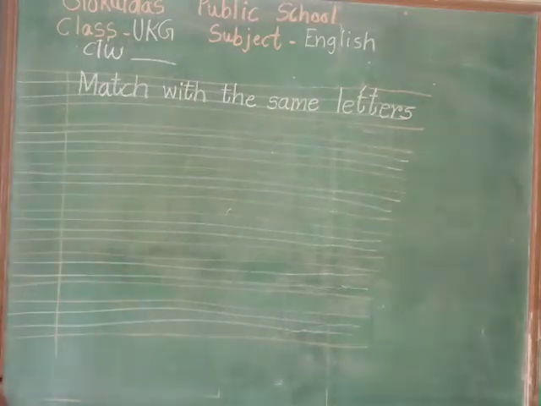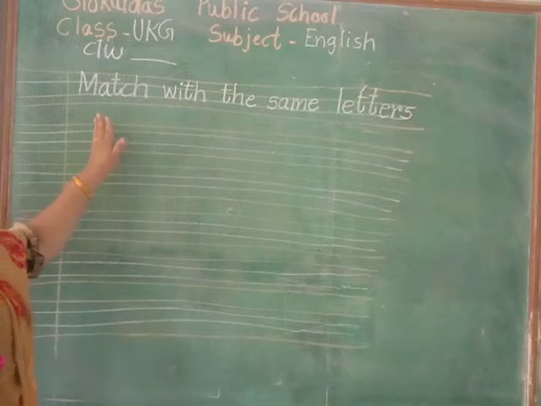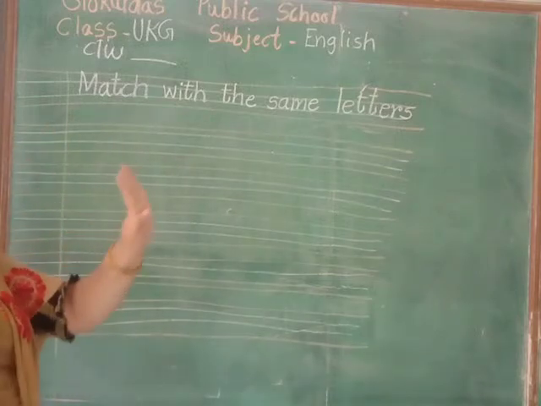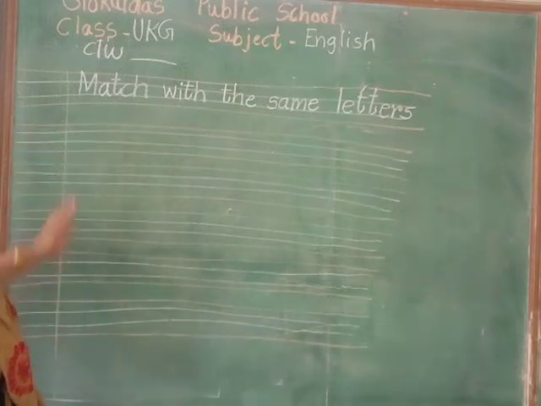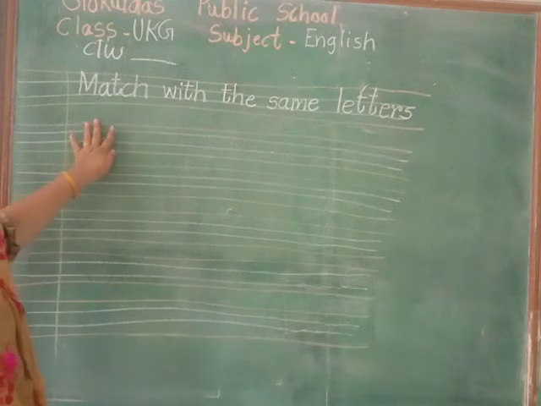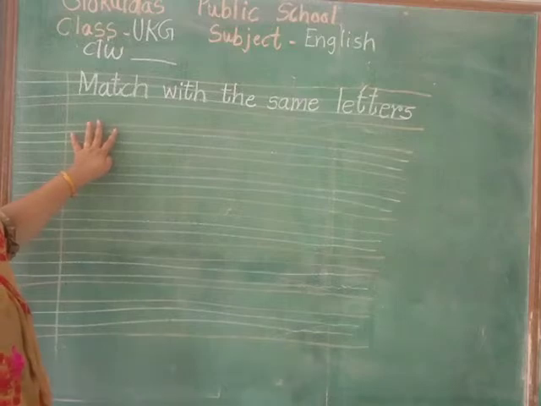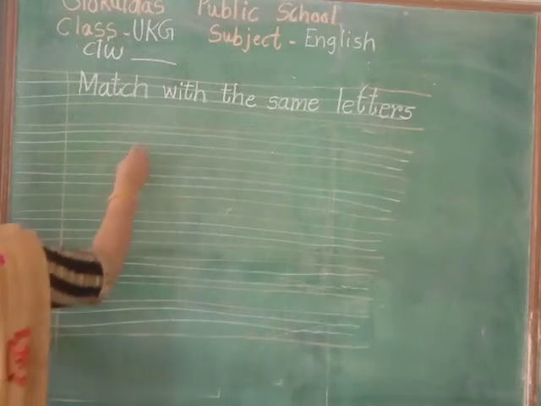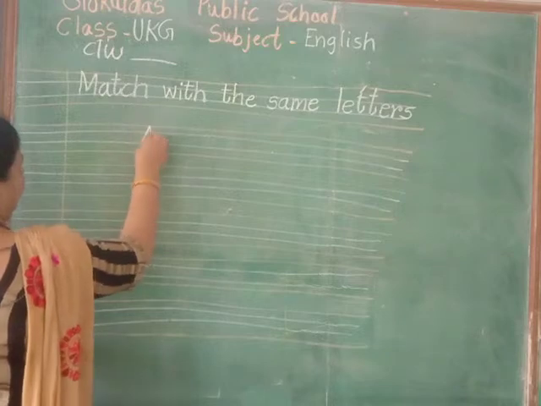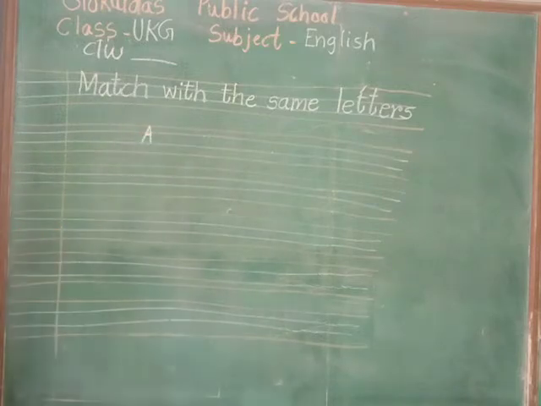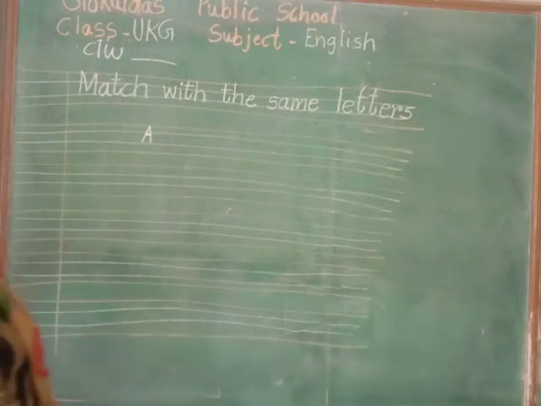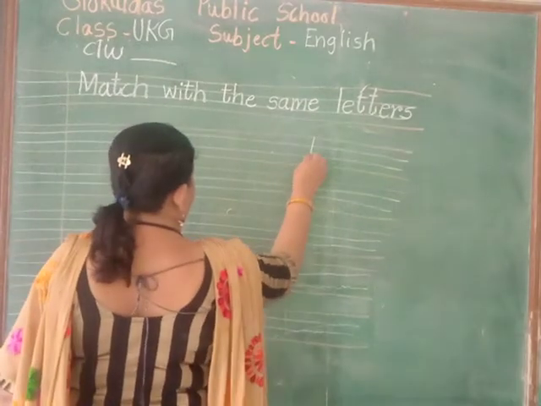Now look here everyone. You have to take 4 finger distance after the red line. Aapko kya karna hai? 4 finger ka distance chhodna hai. Jaise aapki red line hai, isse 4 finger ka distance aapko chhodna hai, leave karna hai. Right? Take 4 finger distance, write down here capital letter A. Done this? Right here, E.